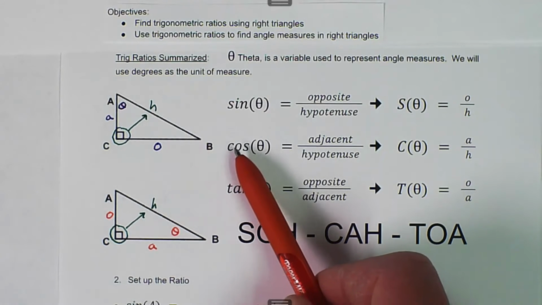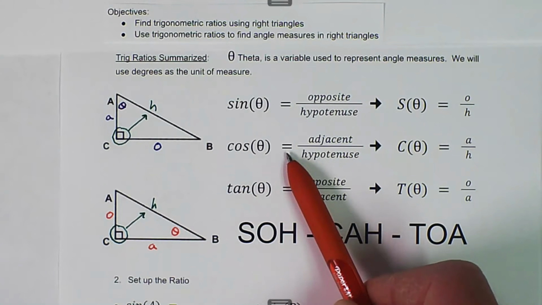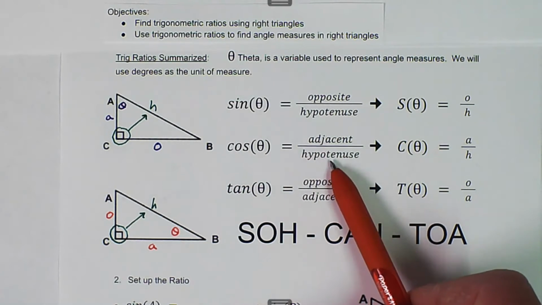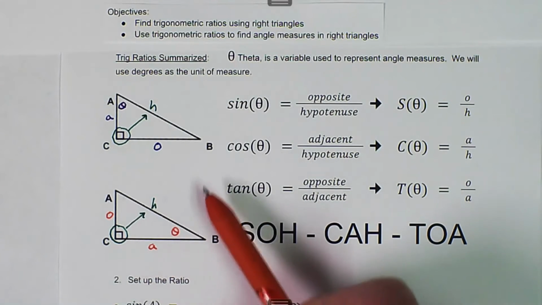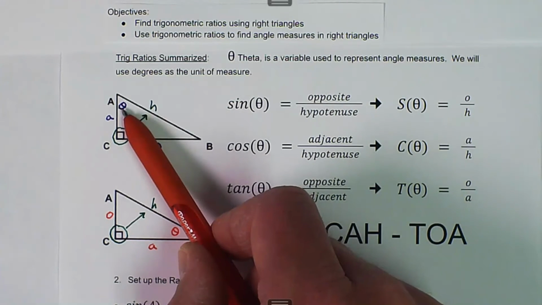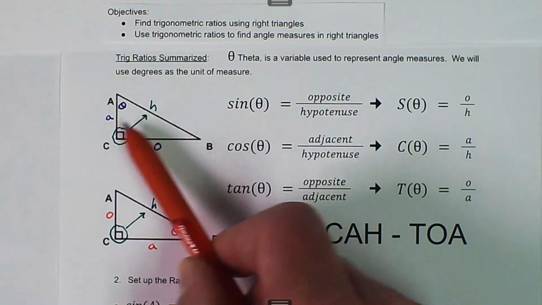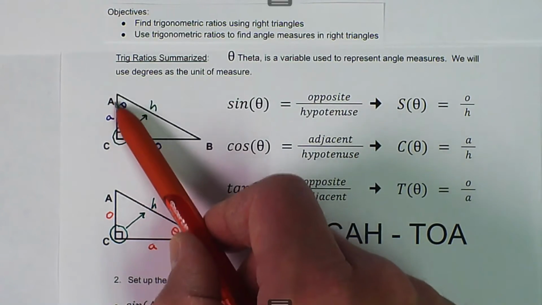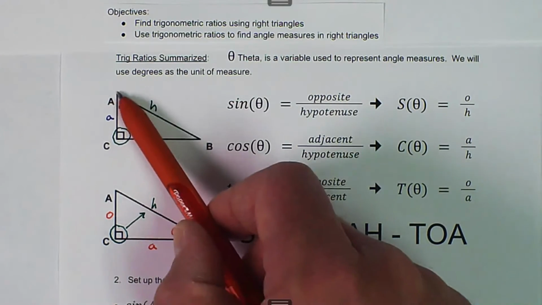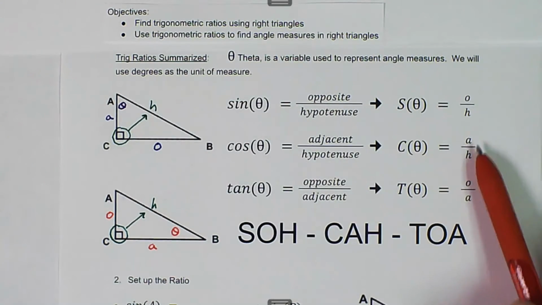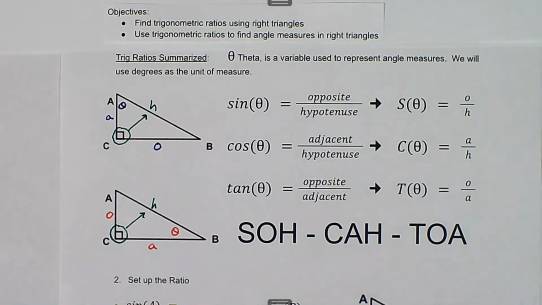Next we have cosine theta is equal to adjacent over hypotenuse. So if we're talking about cosine of this angle, it's adjacent divided by hypotenuse. We're talking about side lengths. Adjacent there is the length of this side, and the hypotenuse is the length of this side. So that's the ratio. We get A over H.